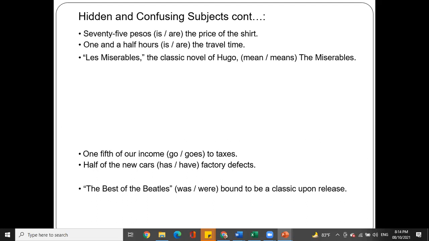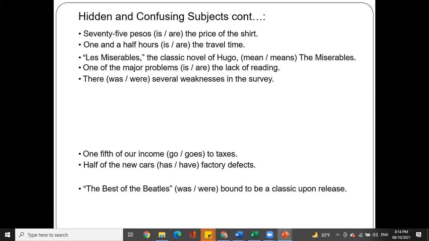1/5 of our income. So the authentic subject there is which one? 1/5 of our income goes to taxes. One of the major problems. Where's the subject? One is the subject. One of the major problems is the lack of reading.